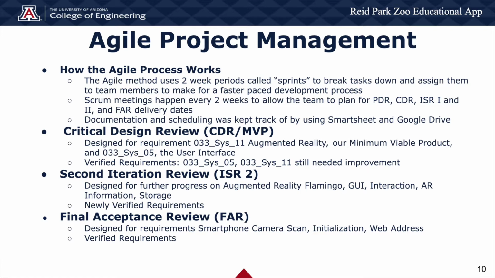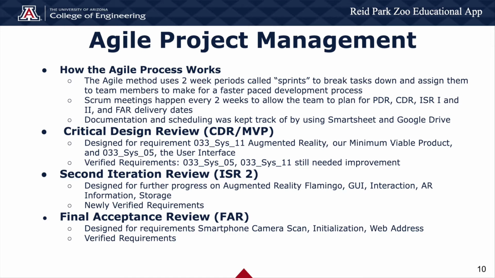For this project, we use the Agile process, which means every 2 weeks we have a sprint period where we discuss and break down our goals for the coming weeks for the project. We also have Scrum meetings every 2 weeks where we discuss and break down how we're going to do our presentation and deliverables.